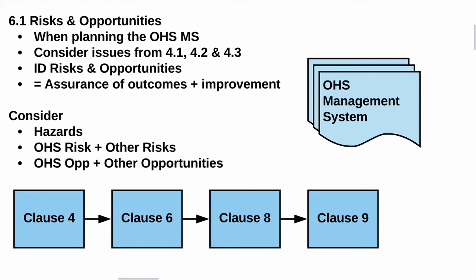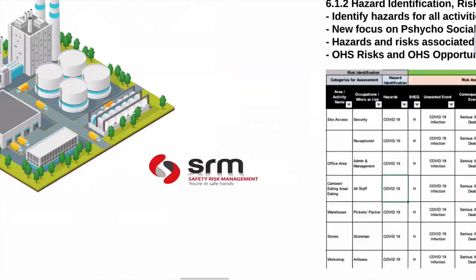Some of the key issues to consider here are the terms OSH risks and OSH opportunities. Where you see the term OSH, it's referring to risks to human beings. Where you see the term other risks or other opportunities, they're talking about threats to the management system or the organization and its ability to achieve the intended outcomes for the occupational health and safety management system.